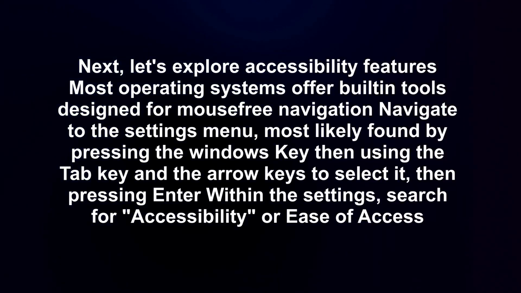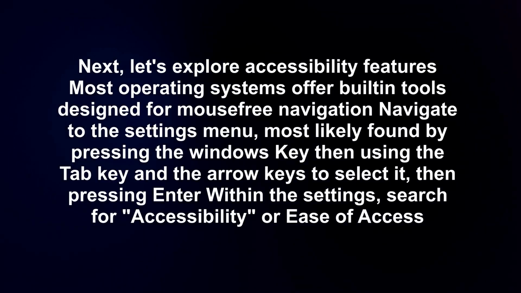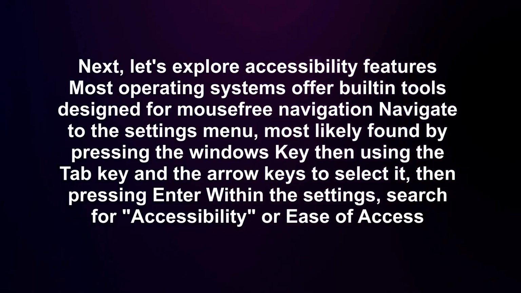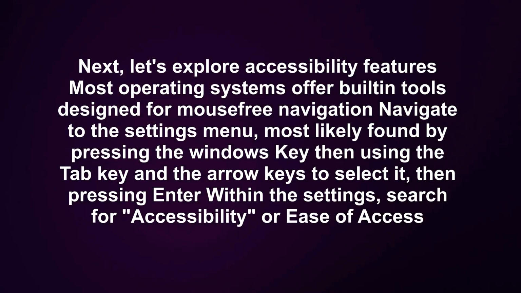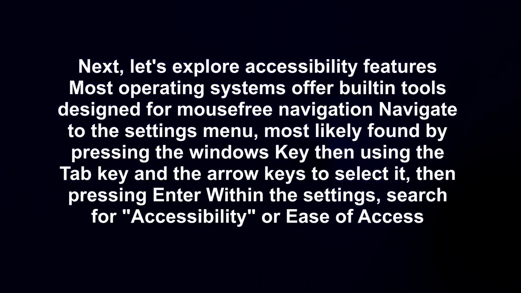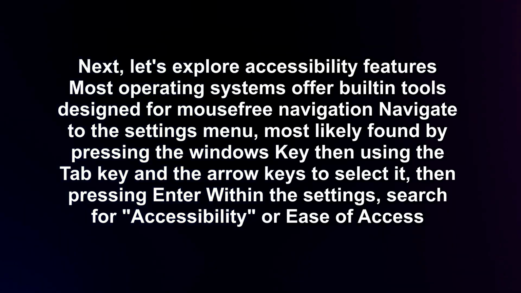Next, let's explore accessibility features. Most operating systems offer built-in tools designed for mouse-free navigation. Navigate to the Settings menu, most likely found by pressing the Windows key, then using the Tab key and the arrow keys to select it, then pressing Enter. Within the settings, search for accessibility or ease of access.